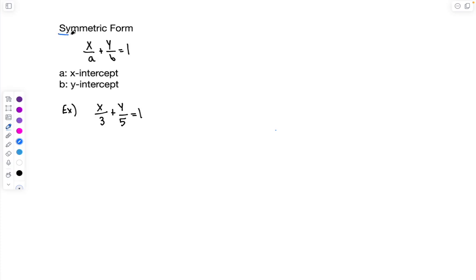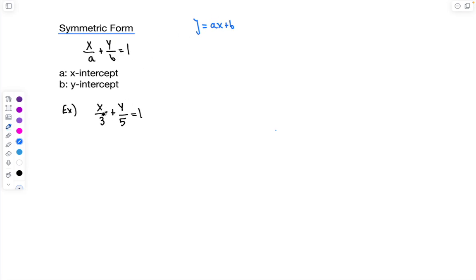So here's an introduction to the symmetric form, which is still an equation of a line. It is given where x over whatever is the x-intercept and y over the y-intercept equals 1. So this is different from our linear equation that we're used to, where y equals ax plus b. Do not get confused here. B is the y-intercept here, and a is the slope, whereas this is not your slope.